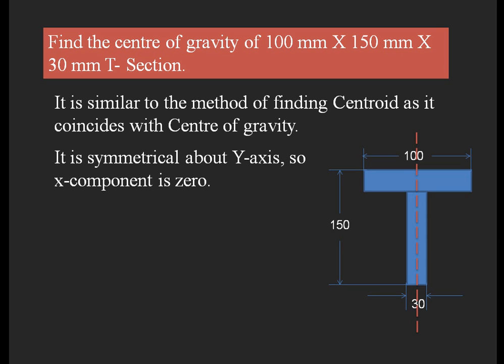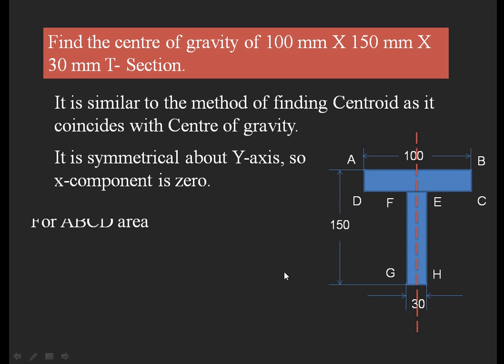We already know that if it is symmetrical about the y-axis, the x component becomes 0, and the y component we need to find. So for that I want to divide the T shape into two convenient parts, that means into two rectangle shapes like ABCD, which I have already represented here. This top part is the flange and this is the web. Both are in the shape of a rectangle. So ABCD is one shape and EFGH is another shape. For these two shapes we need to find the area and the y components, for finding the y component of the center of gravity of this T section.